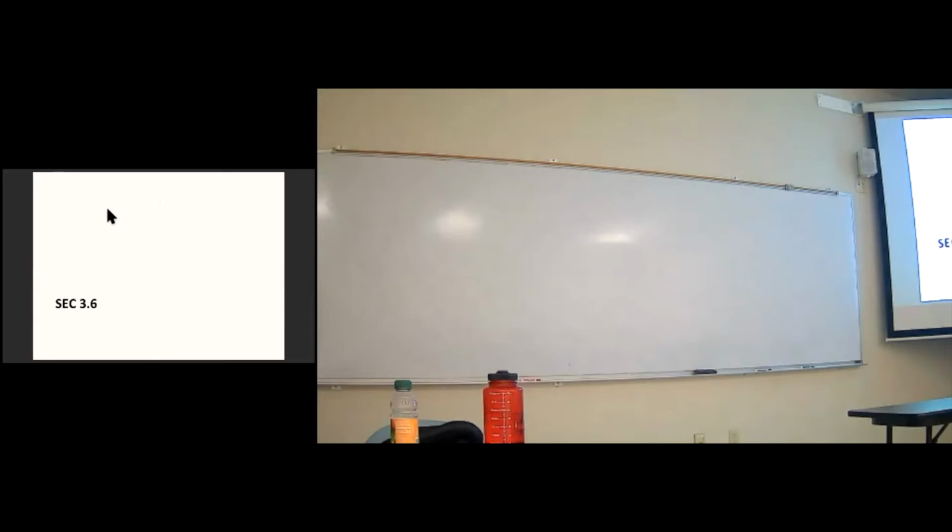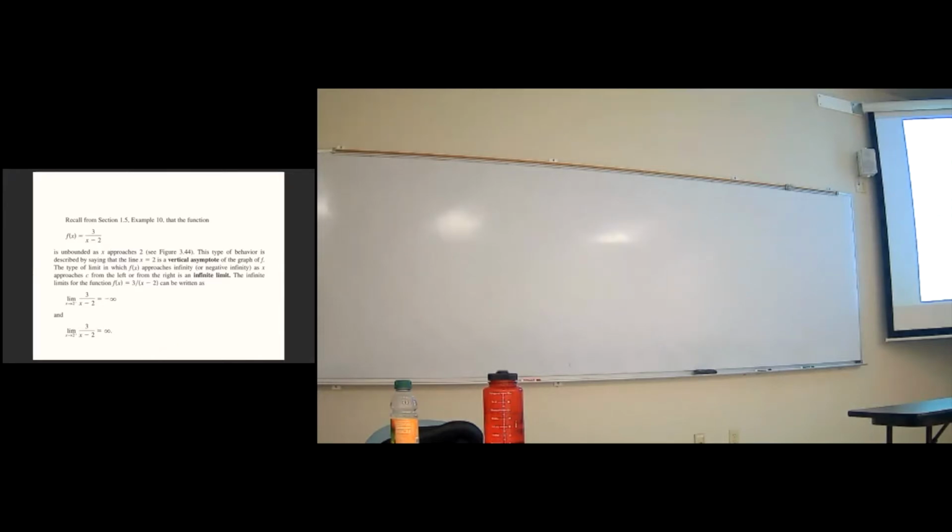And say that we are jumping now into section 3.6. So section 3.6 is all about this idea of vertical asymptotes and infinite limits.